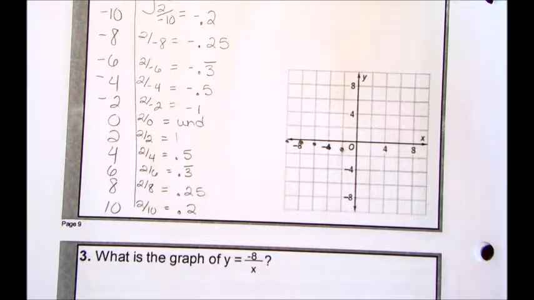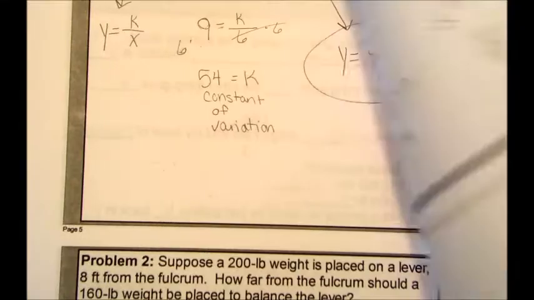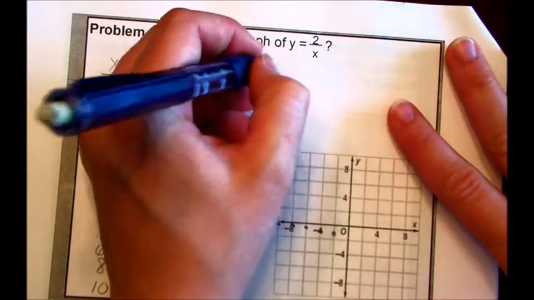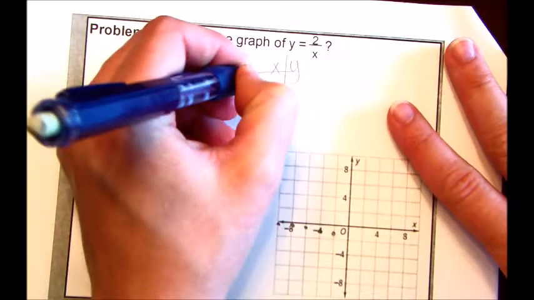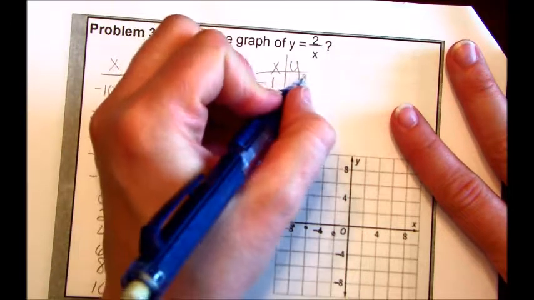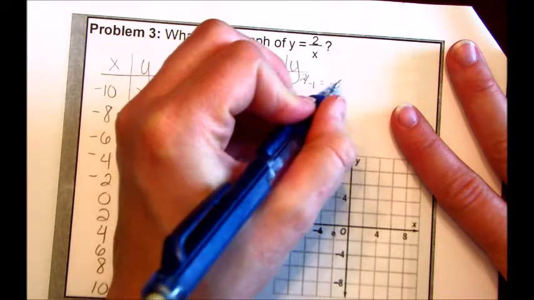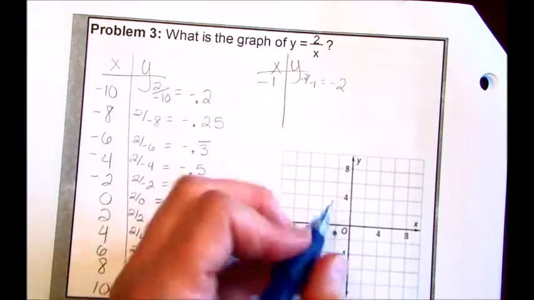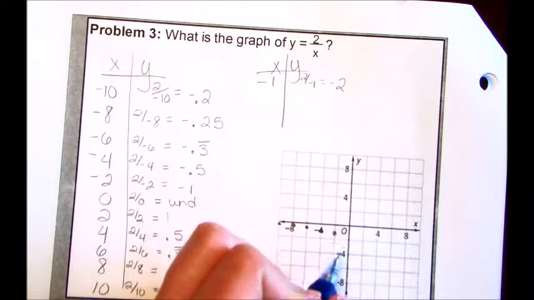We probably should have plugged in -1 as well, because my graph isn't really coming together so great. So let me encourage you to extend your XY chart here so we can see what -1 looks like. So if I plug in -1, I get 2 over -1 equals -2. There we go. So here's my -1, here's -2.